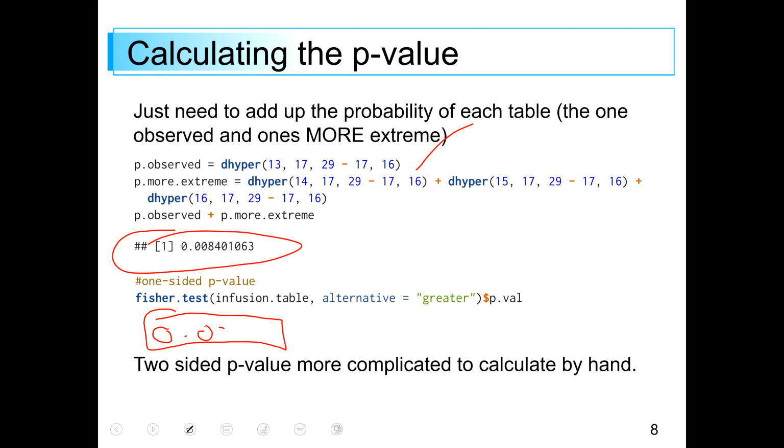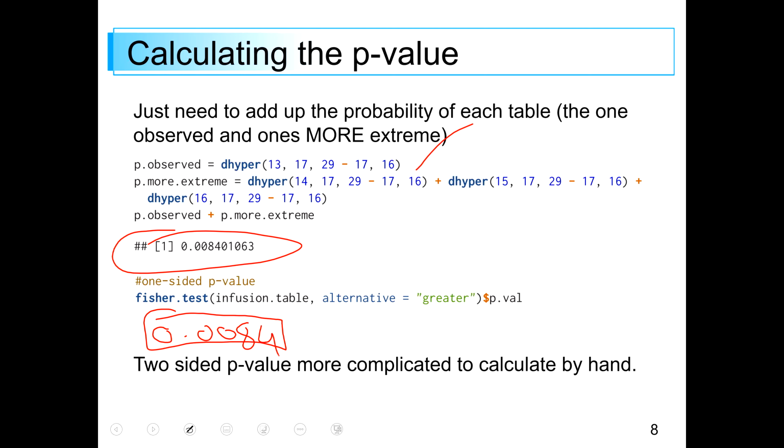It's the same. 0, 0, 8, 4, and whatever. They are actually the same. And you can try it yourself. You have all this data in the lab. Check it out, and you'll see the p-values are exactly the same. So you're doing one-sided, you're actually calculating the probability of seeing that table or something more extreme. So you're doing a 13, 14, 15, or 16.